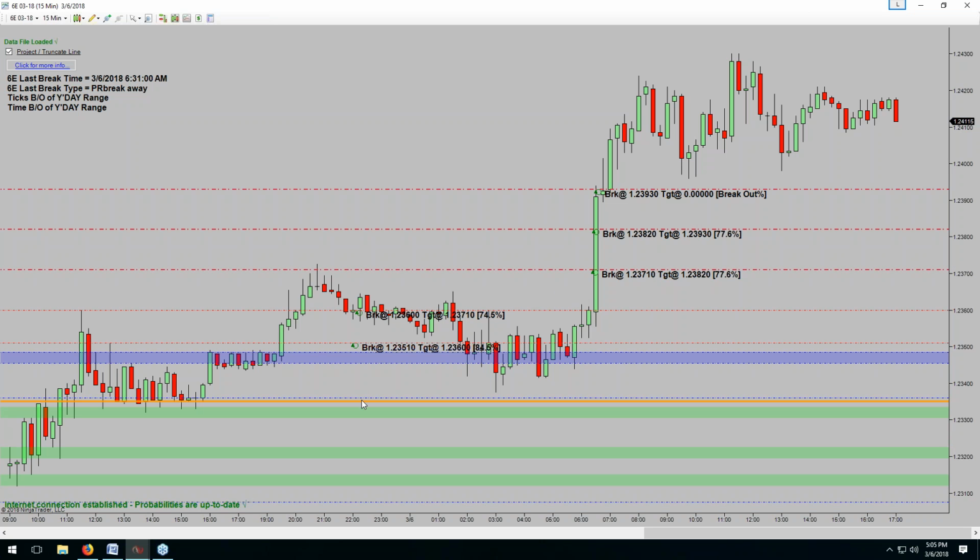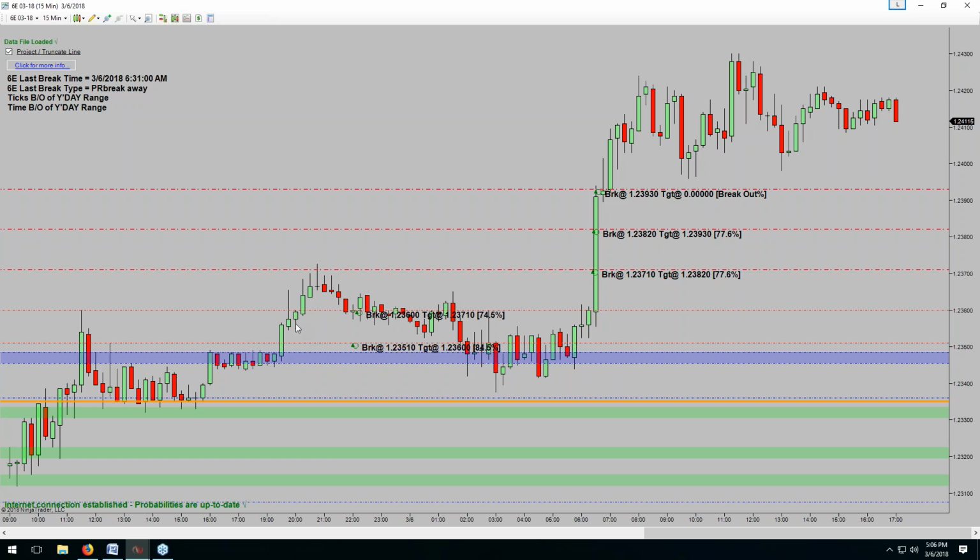All right, so back to 6E. So this is your future if you're not familiar. And you can see that we have, which one came first? It looks like this one came first right here. So you get a break at 23,510 with a target of 23,600, and you have 84.5% probability that it's going to hit that target above you.